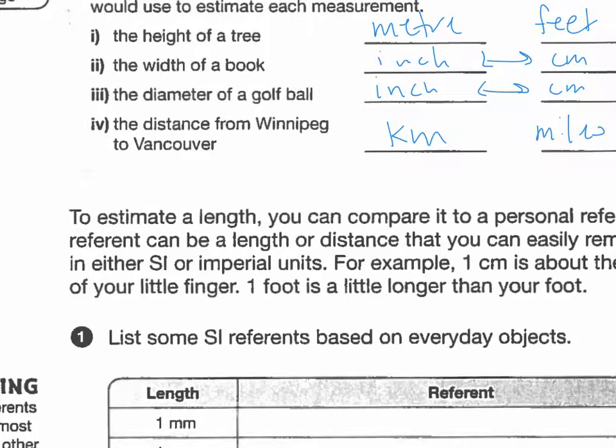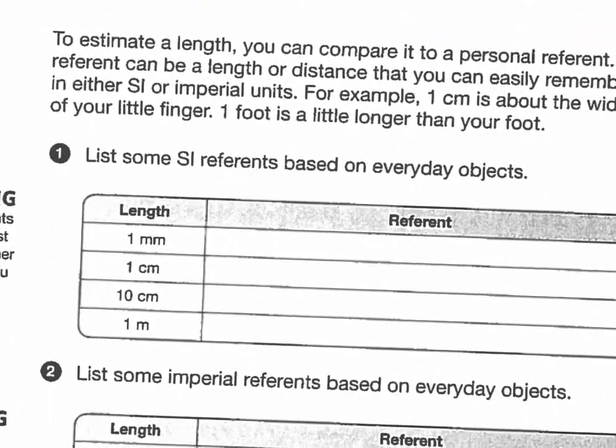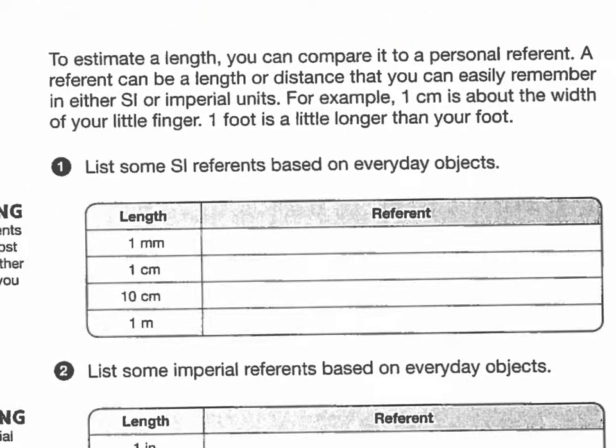For the diameter of a golf ball, you might actually use millimeters, and you might use quarter inches or 1/16 of an inch, something like that. All right. To estimate length, you can compare it to a personal referent. A referent can be a length or distance that you can easily remember in either SI or imperial units. For example, 1 centimeter is about the width of your little finger. 1 foot is a little longer than your foot.